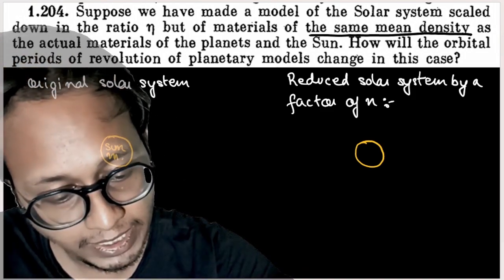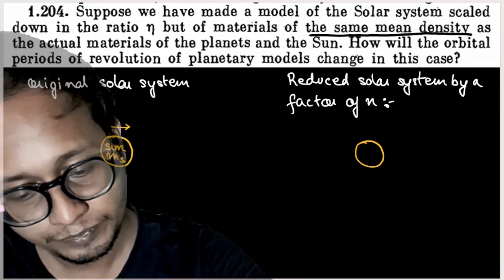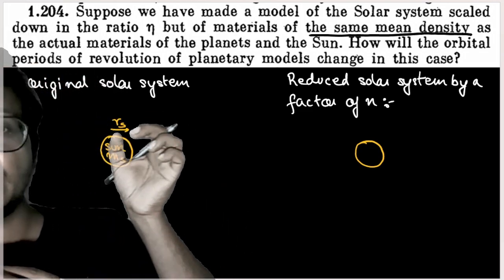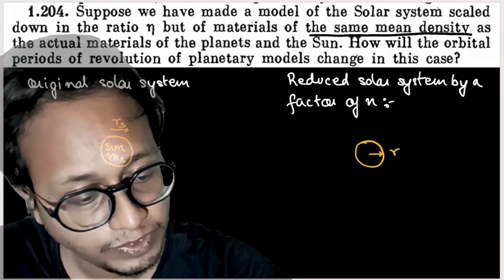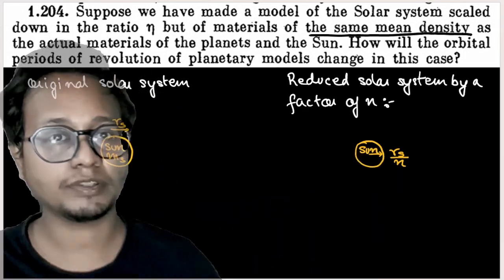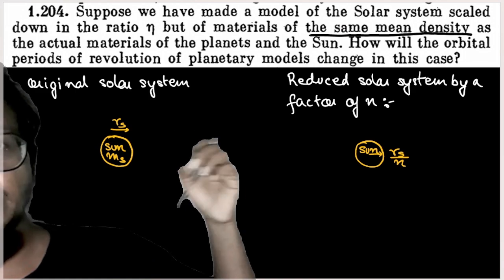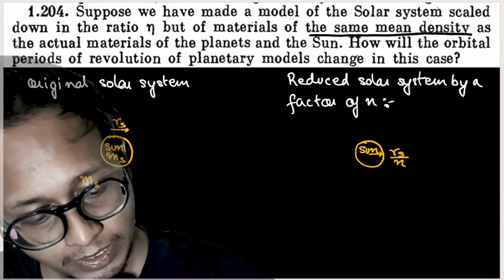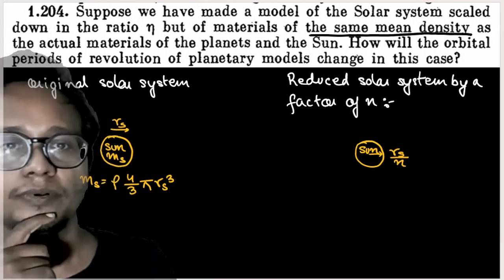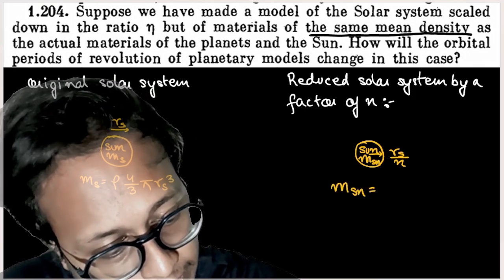That means if the original mass of the sun is ms, and let's say the radius of the sun is rs, radius of sun. Now, if the radius of the sun has been scaled down by a factor of n, what would be the new radius of the sun? The new radius of the sun would be rs by n, isn't it? So if the mass of the sun here was ms, what would be the mass of the sun here? I'm interested in finding the mass of the sun. Can I say density is equal to mass by volume? So mass is equal to density into volume. Mass of sun is equal to density of the sun into volume of the sun. Volume of a sphere is nothing but 4/3 pi rs cube. So what is the mass of our new sun? Mass of new sun is equal to the same density.